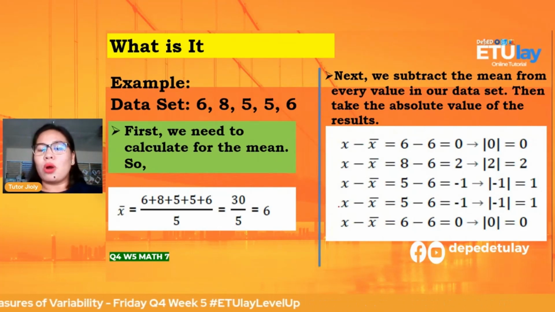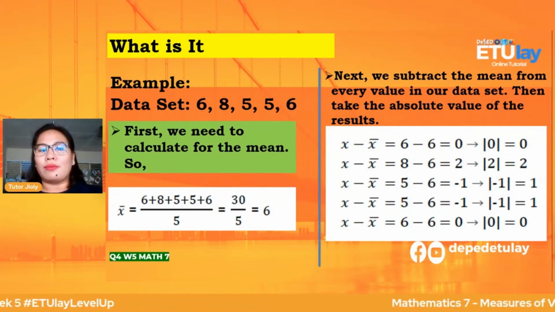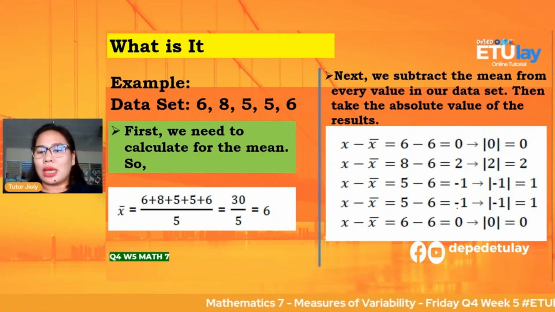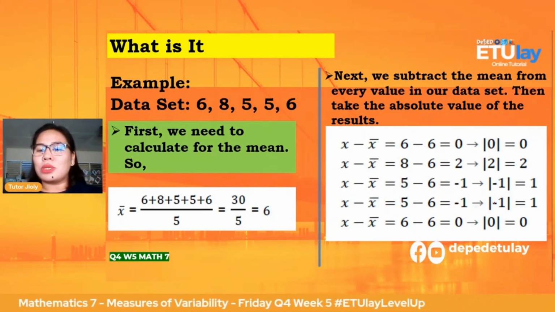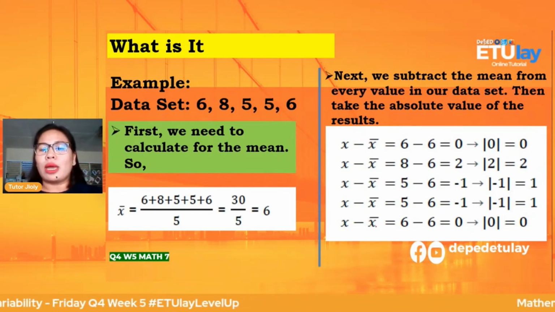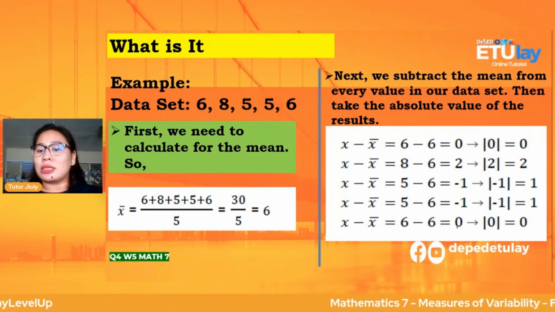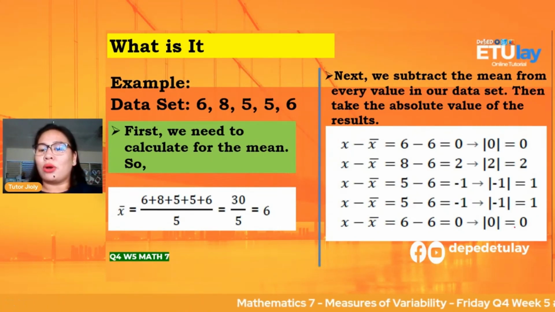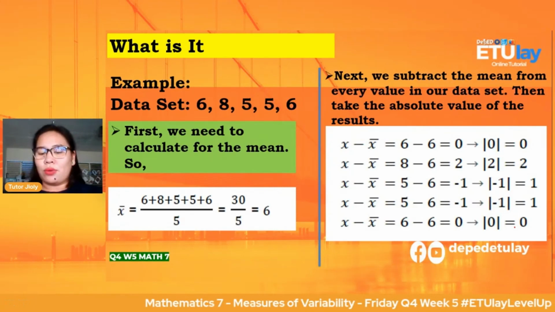And the next one is 5. Next natin, ito po yun, 5, second to the last data natin. 5 minus 6, that is again negative 1. Then get the absolute value of negative 1, that is positive 1. And the last one is 6. 6 minus 6, that is 0. And the absolute value of 0 is 0.